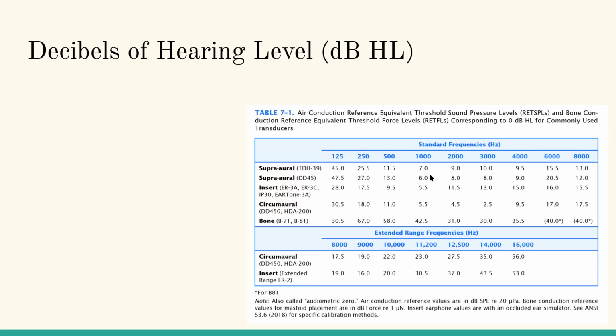Or over here a little bit more clearly, say we had a TDH39 headphone at 1000 hertz, and our threshold was 7 dB SPL. That is the same as 0 dB HL. If I go down here to a DD45 headphone at 2000 hertz, where it says 8 dB SPL, that's the same as 0 dB HL. And then we also have the extended high frequency range here, going from 8 to 16,000 hertz, which is for extended high frequency testing. So audiometric zero is for all of these.